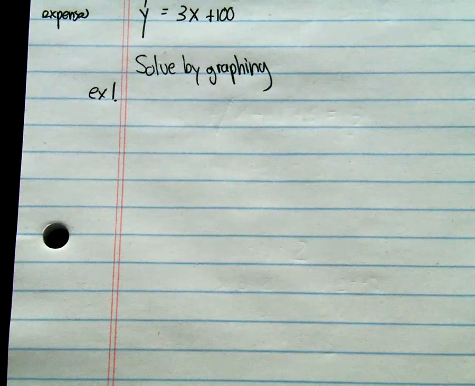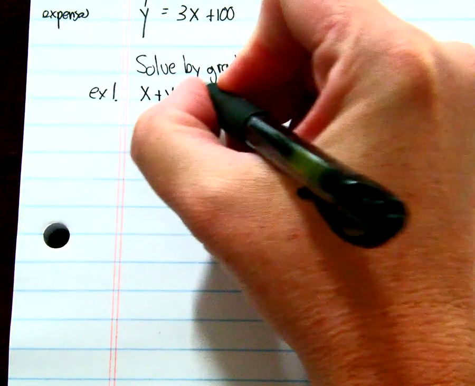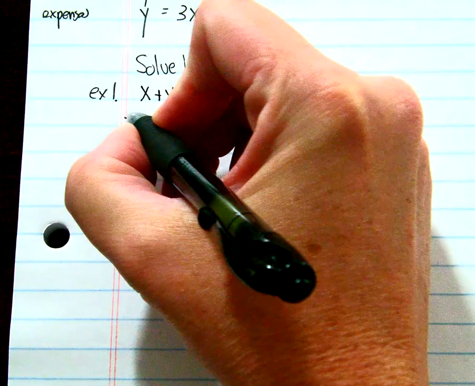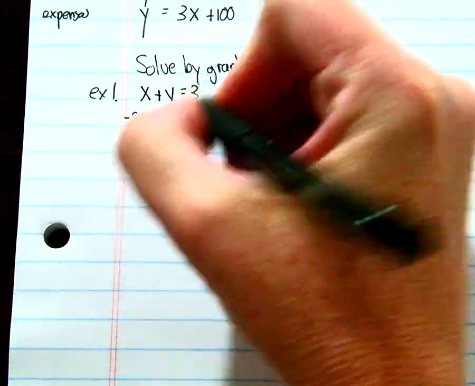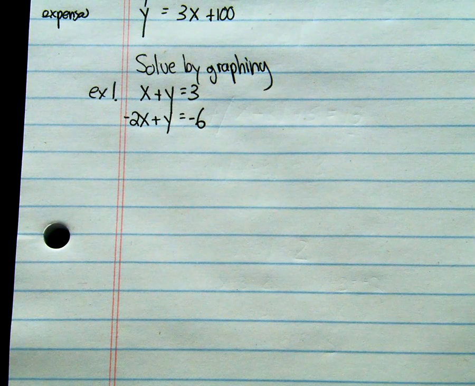So for example 1, we're going to have the 2 equations, x plus y equals 3, and negative 2x plus y equals negative 6. Both pretty simple, straightforward equations.